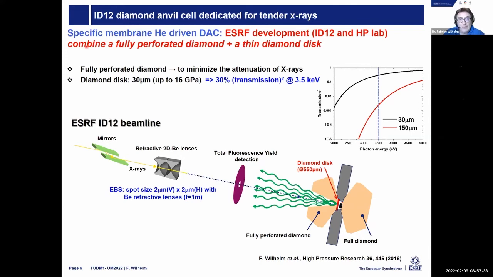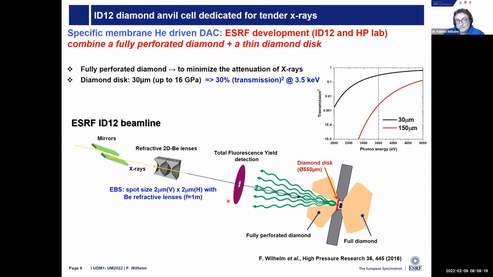For that, we have designed and developed a diamond anvil cell that combines a fully perforated diamond, completely perforated, and associates it with a thin disc diamond underneath. Since this diamond disc can be as thin as 30 micrometers, the transmission can be as high as 30%, squared. We therefore now have a nice diamond that allows us to record the fluorescence yield coming from the sample. So we are still the only ones in the world using such a type of diamond cell. What is also possible, thanks to EBS, is that this new type of diamond anvil cell can reach a pressure as high as 16 GPa.